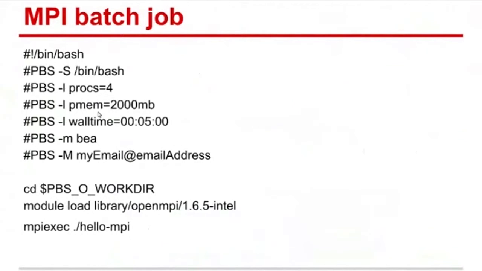I should mention that the procs specification works in most cases on some machines for MPI batch jobs. On others, you should not use procs. On Parallel and Lattice, they're strictly whole node scheduled machines. So there you need to specify nodes equals whatever number, colon, ppn equals 8 or 12. Similarly, on Jasper, as we switch to whole node scheduling, that's the way you should be specifying the resources.